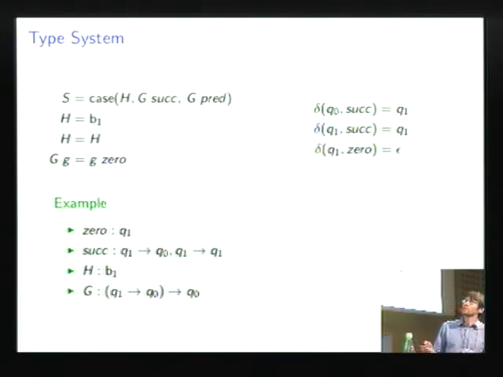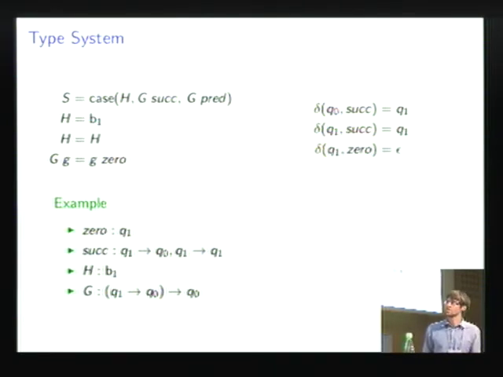So here we have the example HORSC again, and the property automaton that I gave, and some example types that we might like to give terms. 0, we should be able to assign the type Q1. That's natural because it's accepted from the state Q1.